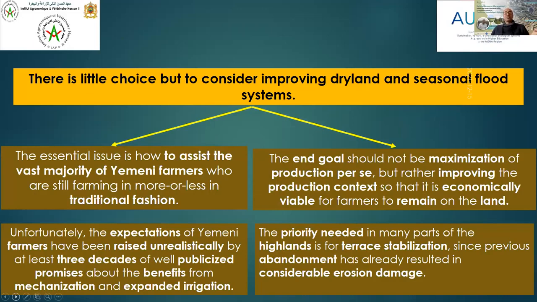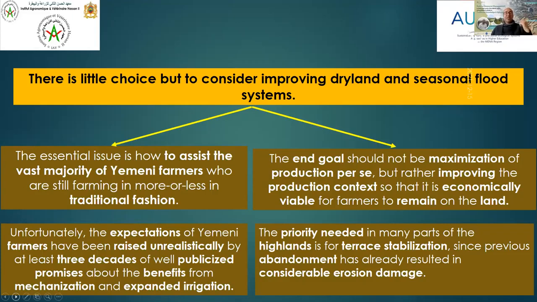There is little choice but to consider improving dryland and seasonal flood systems as it used to be. The essential issue is how to assist the vast majority of Yemeni farmers who are still farming more or less in traditional fashion. The end goal should not be maximization of production per se, but rather improving the production context so that it is economically viable for farmers to remain on the land.